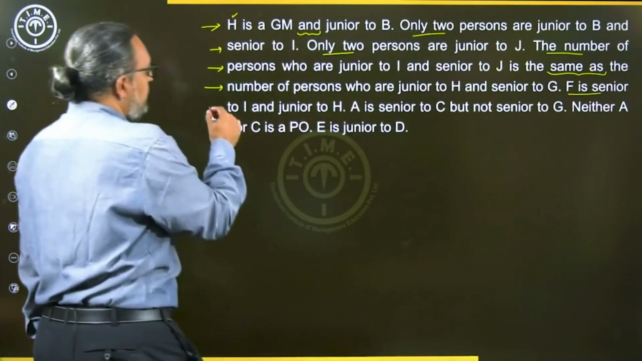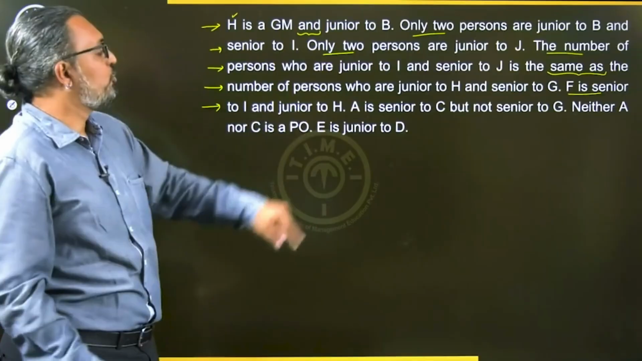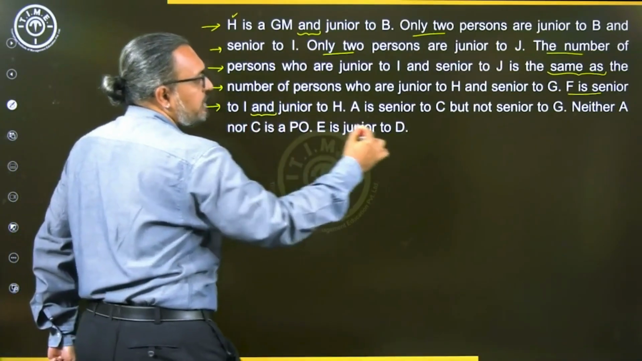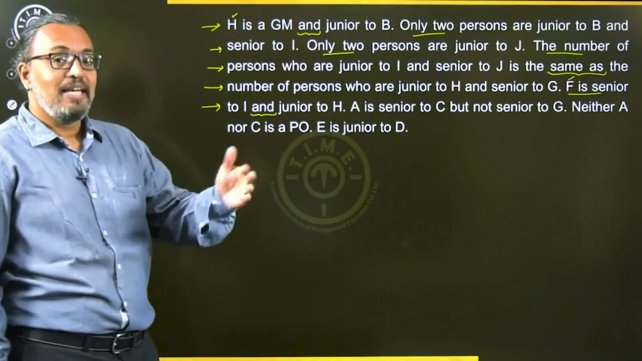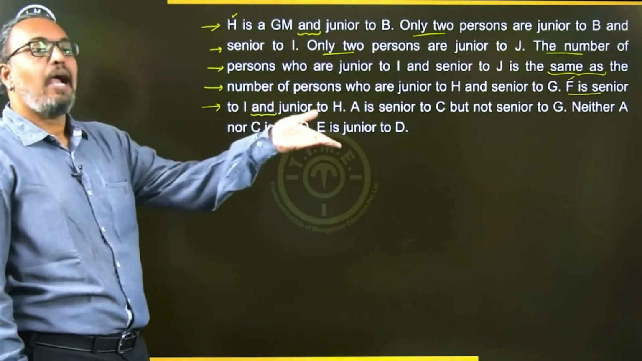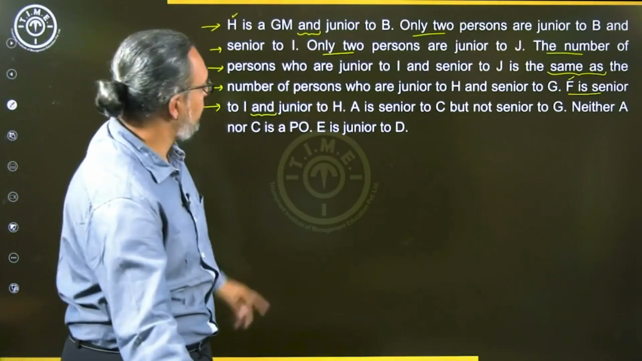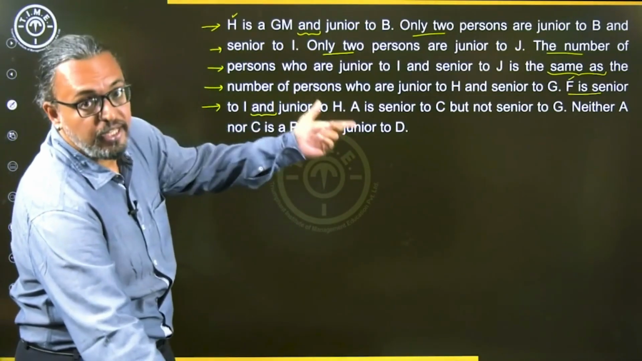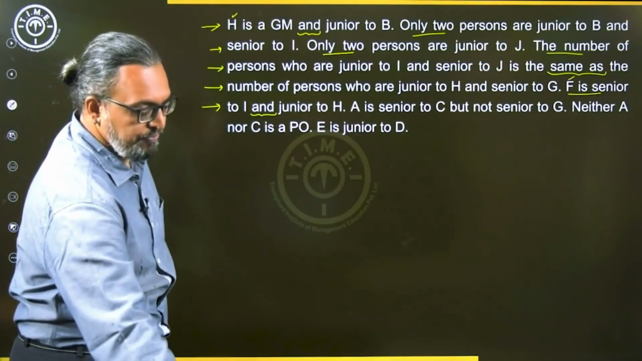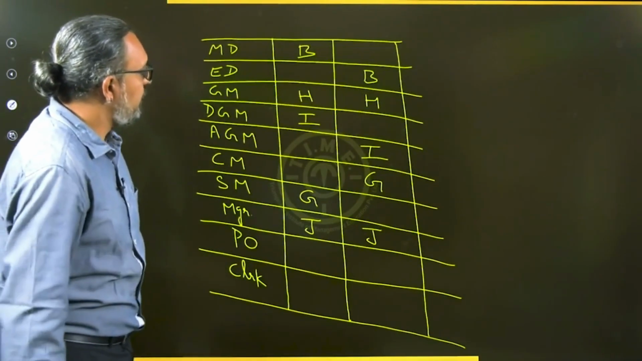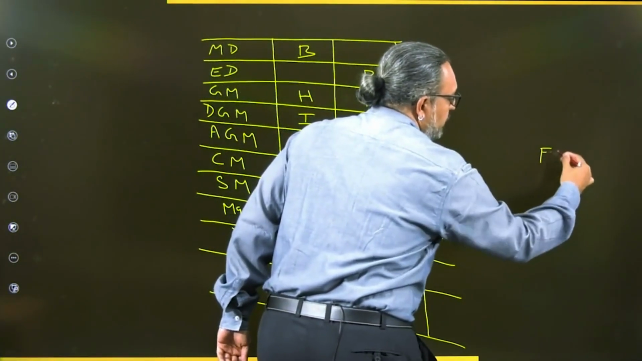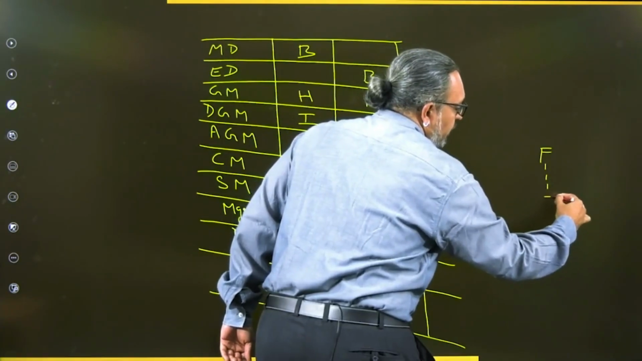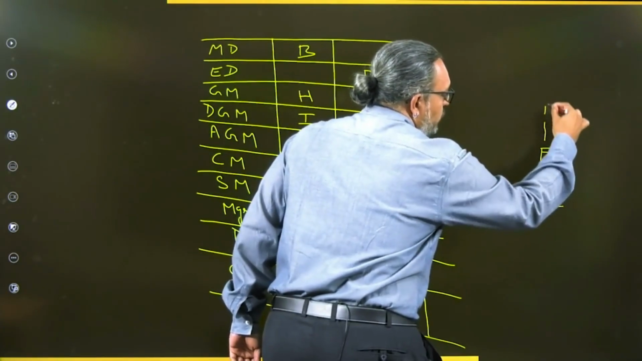Then, F is senior to I and junior to H. So, when he says "and", it always refers to the first person, that is F. So, F is at the same time above I and below H. Junior to H, senior to I. Now, look at this. We had F, who is senior to I and junior to H.